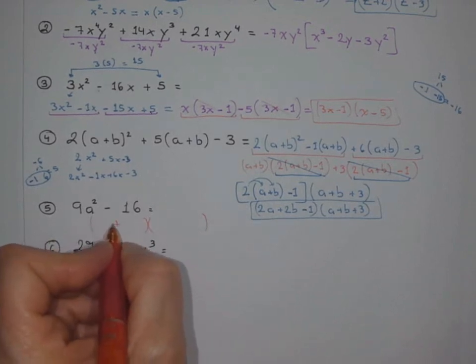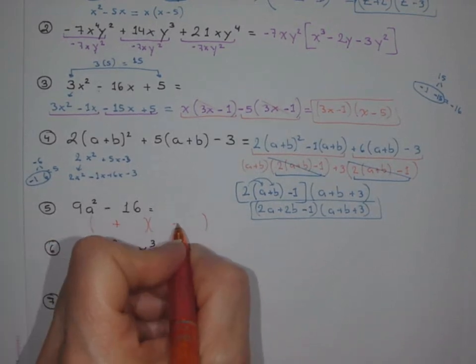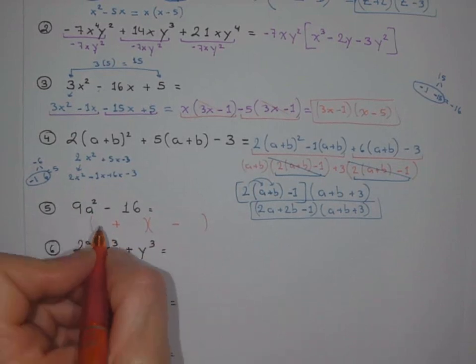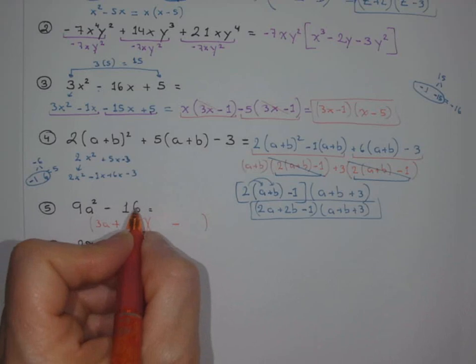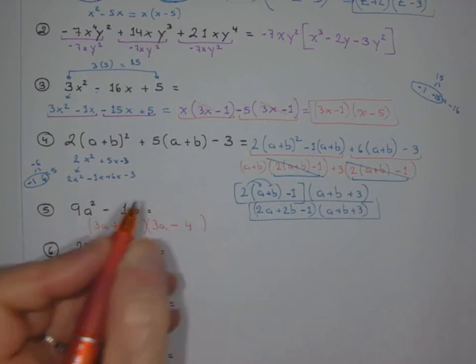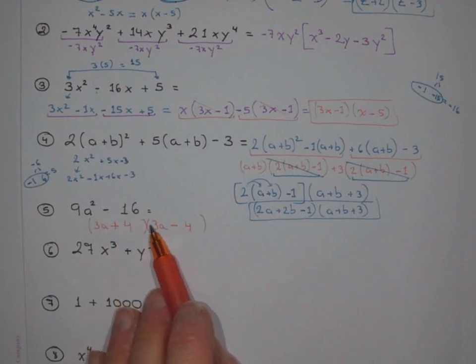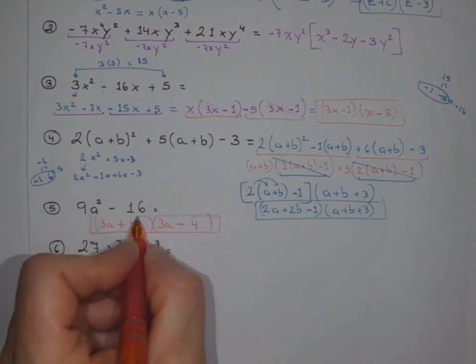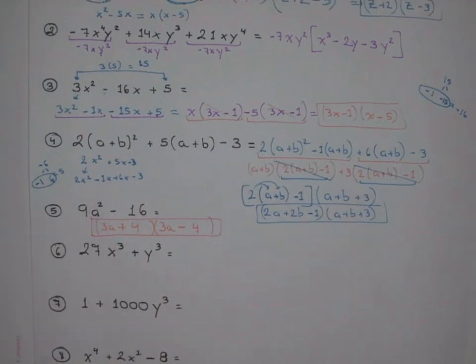Conjugate means you have the same thing except with an addition and a subtraction, but the terms themselves are the same. So it will be a 3a and a 4, and a 3a and a 4. So it becomes 3a plus 4 and 3a minus 4. Those are the 2 conjugates. That's when you have a difference of perfect squares.